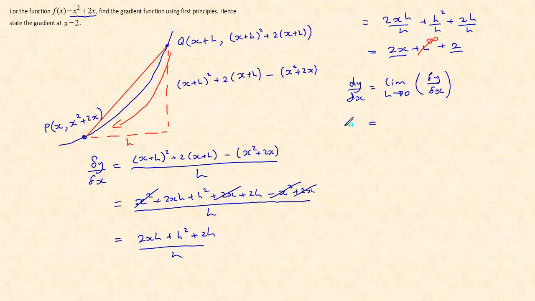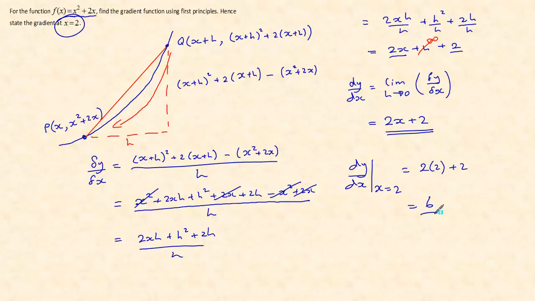And so what are we left with? We're left with 2x plus 2 as the gradient function. So at x equals 2, dy dx evaluated at x equals 2 gives us 2 lots of 2, add 2, so that's 4 and 2, which is 6.